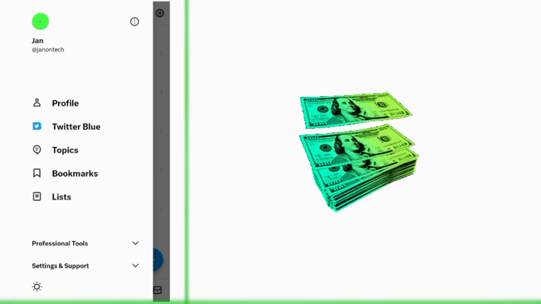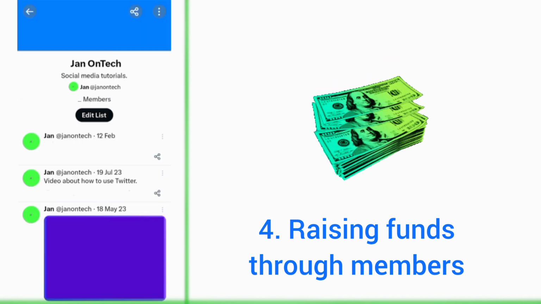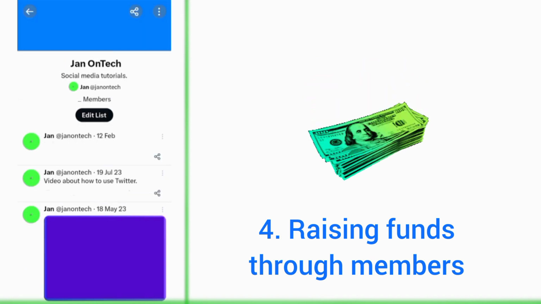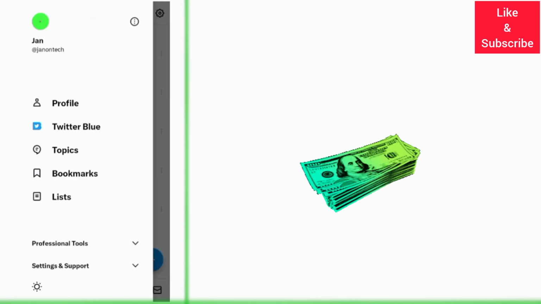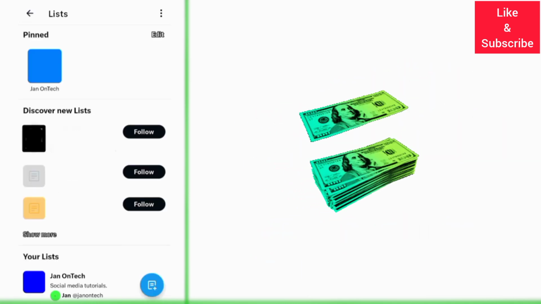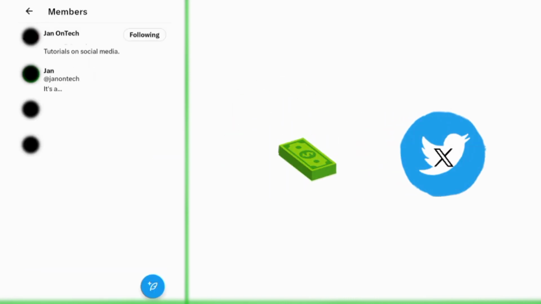In addition, you can raise funds through your X list as a way to make money with your list. And if you have a good reason to ask for funds, then you can be sure to get donations from your loyal members.